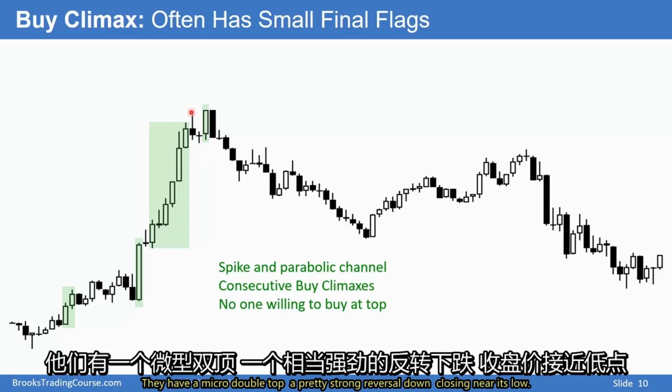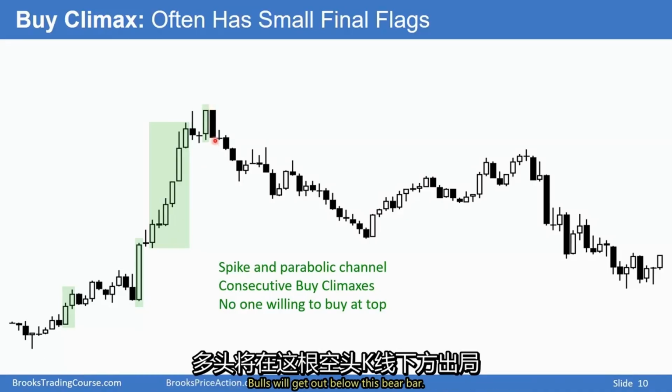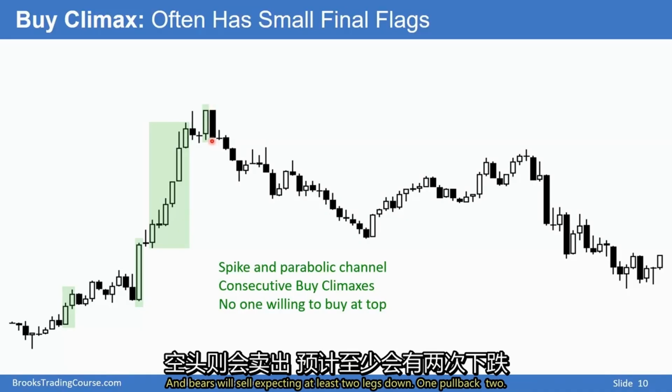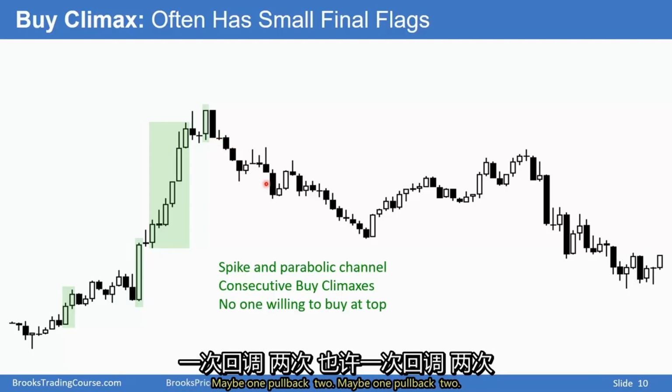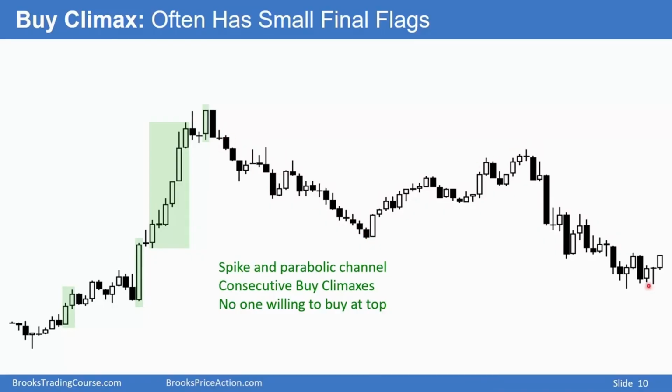They have a micro double top, a pretty strong reversal down, closing near its low. Bulls will get out below this bear bar. And bears will sell, expecting at least 2 legs down. 1, pullback, 2. Maybe 1, pullback, 2. Maybe 1, pullback, 2.